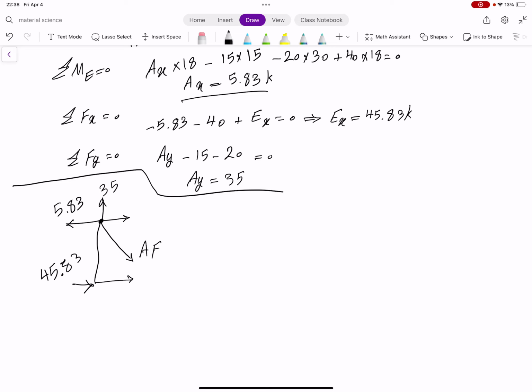How about I use summation of forces in the Y direction? If I use that one, what happens? Only AF is going to have an effect in the Y direction. So it's going to be better if I use this equation. So what I have is 35 going up, and then AF, which has an X component and a Y component, right? So what is AFY, the Y component?